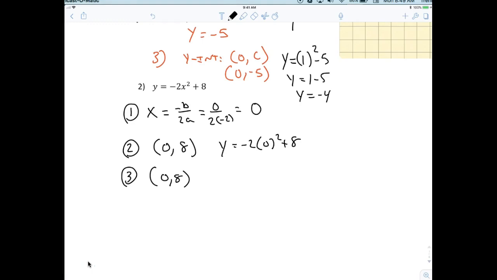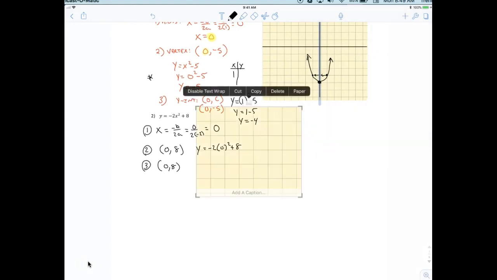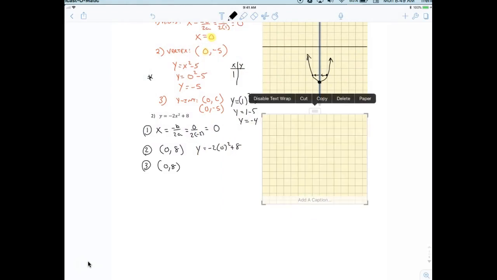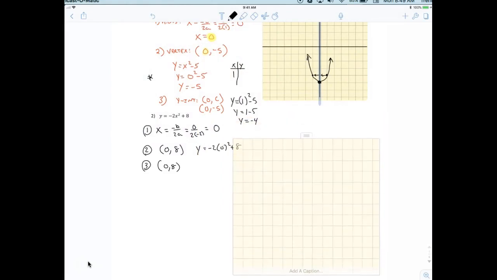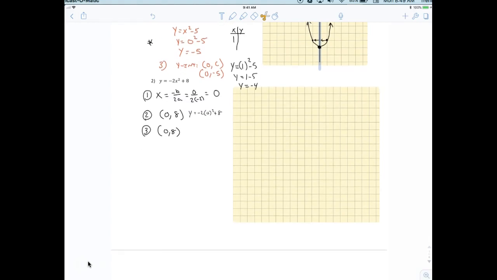Now what I want to do is let's go ahead and graph another one. All right. So let's add a note. In this particular case, we're going to draw our X and Y axis.